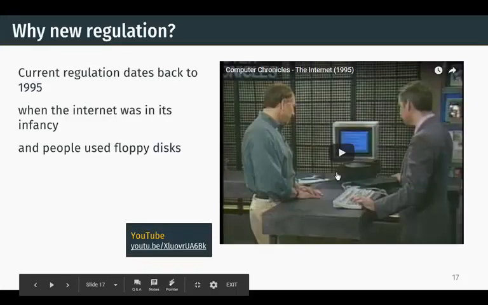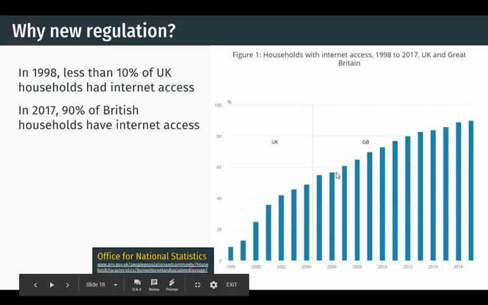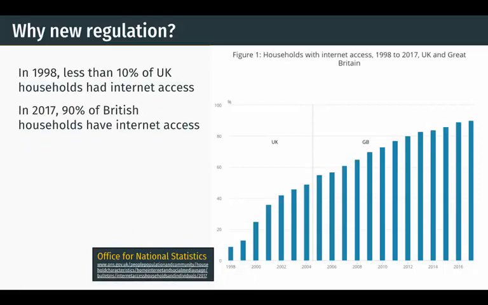So the internet was in its infancy, and I think it's nice to have some numbers about that. So in the UK, in 1998, less than 10% of households had internet access, and the number of households with computers was quite low. And now, today in 2017, about 90% of British households have internet access. I'm not entirely sure why they switched from UK to Great Britain in the Office of National Statistics, but yes, the statistics are like that.